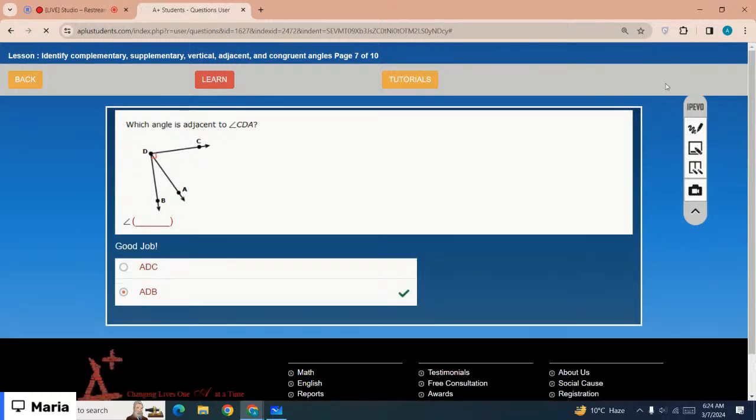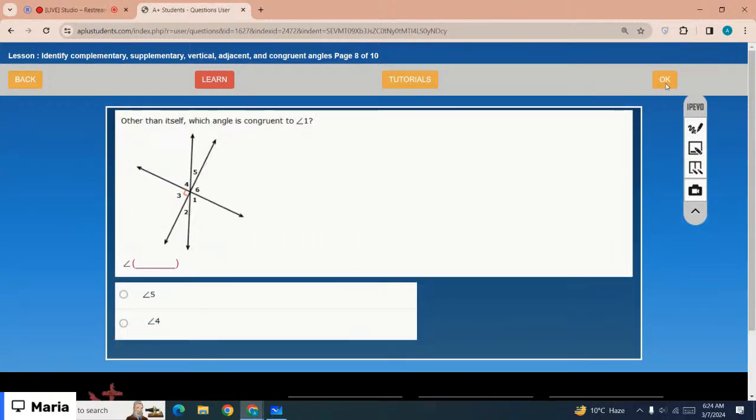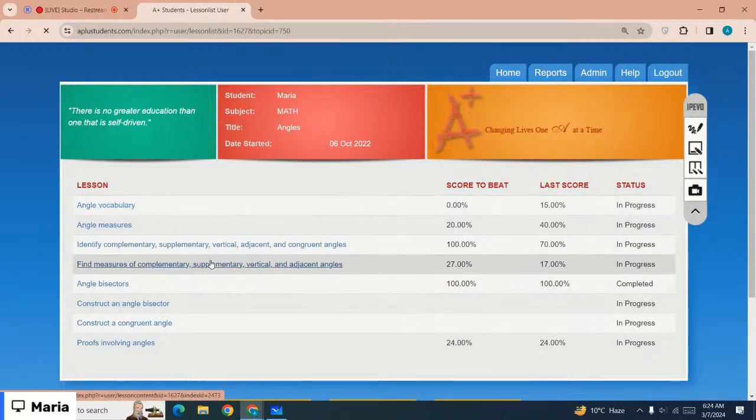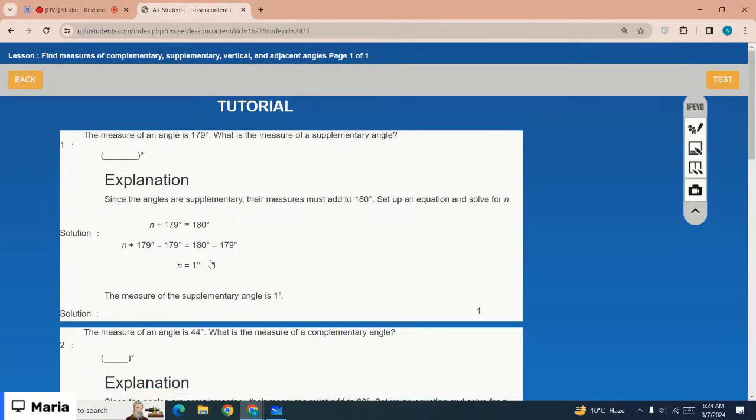Okay, you can complete the lesson by yourself later today. The next lesson is find measures of complementary, supplementary, vertical and adjacent angles. Let's just start with the next lesson.